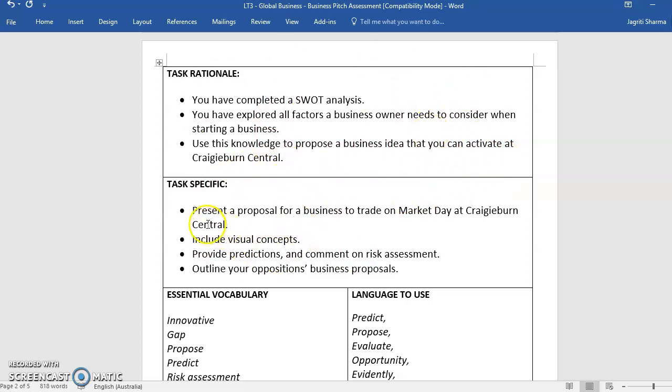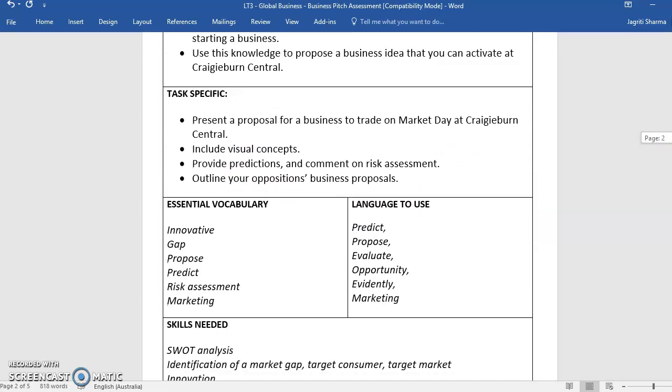Now present a proposal for a business to trade on market day at Craig Event Center. It could be any business. Some of the students were saying they want to do a cookie business, sausages, goodie bags or something. So anything is fine. You have to do it individually, no group presentations.